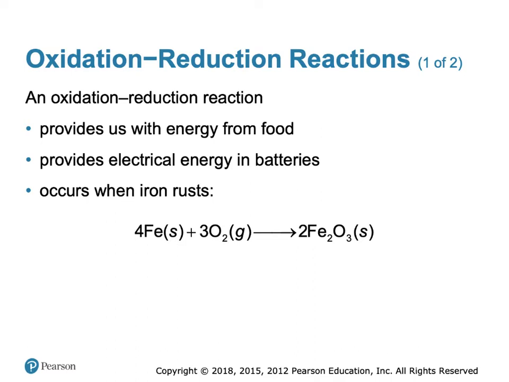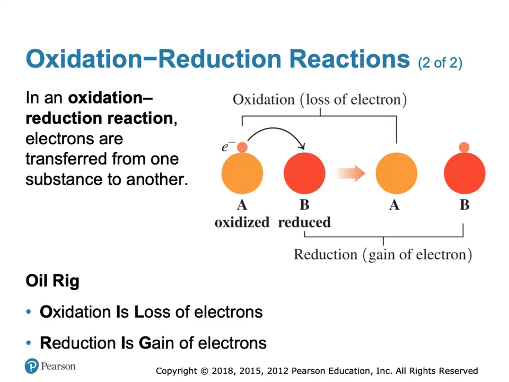Oxidation-reduction reactions provide us energy from food, they provide electrical energy in batteries, and they occur when iron rusts. If you look here, we have a combination reaction. We have two simple molecules coming together to form one molecule. But this type of combination reaction is an oxidation reduction. So in an oxidation reduction reaction, as I said previously, electrons are transferred from one substance to another.